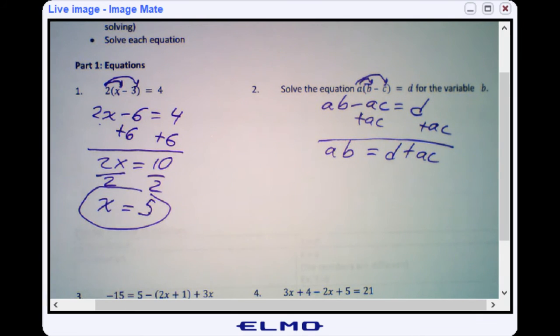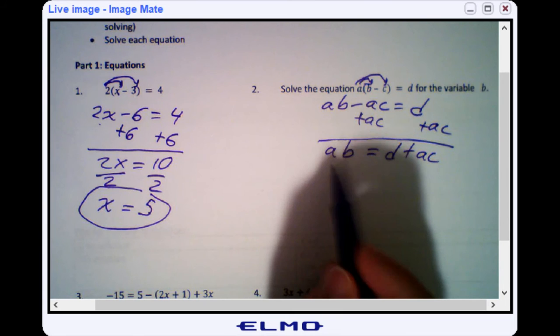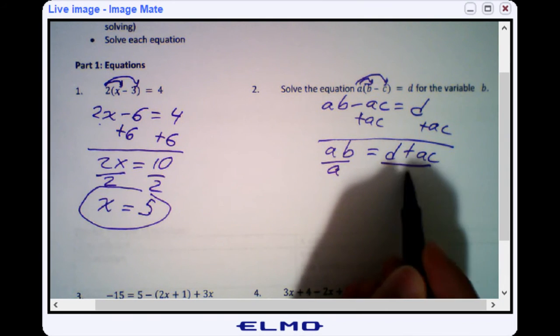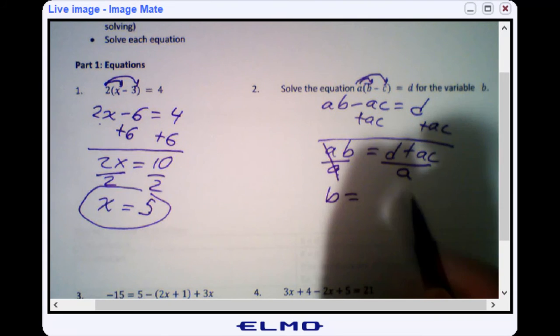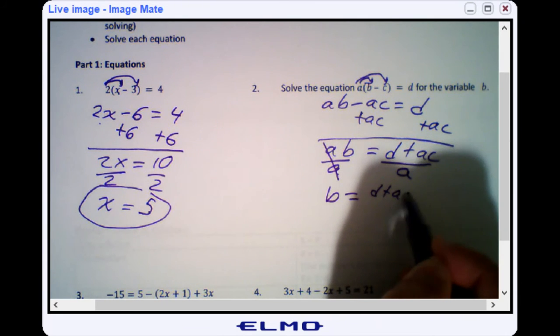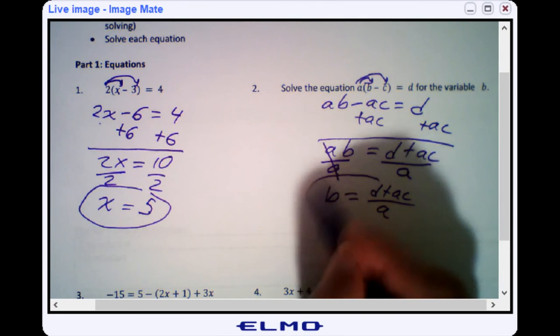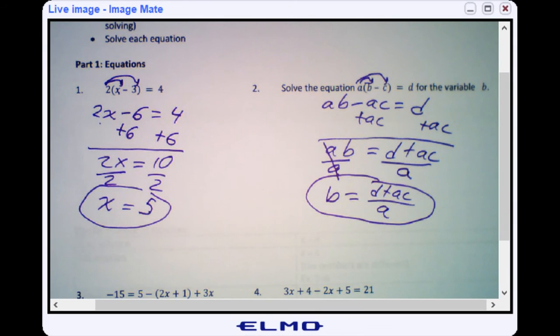It has the A over there. That's multiplication. The opposite of multiplication is division, so I'm going to divide both sides by A. I know A divided by A is just 1, so I really have 1B or B equals D plus AC being divided by A. That looks weird. It makes us feel funky, but that is an answer for our literal equation.